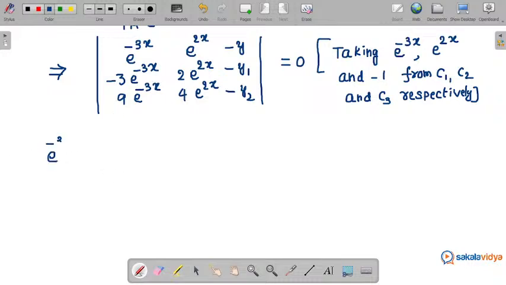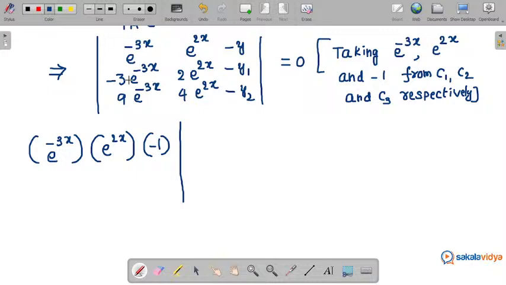This is e power minus 3x times e power 2x times negative 1 times the determinant of: e power minus 3x is taken common out, here we have 1, negative 3, 9. e power 2x is taken common out from C2, we have 1, this is 2, this is 4. Negative 1 is taken common from C3. We can write y, y1, y2 equals 0. As the product of all these three values equals 0, e power minus 3x does not equal 0, e power 2x also never becomes 0, negative 1.